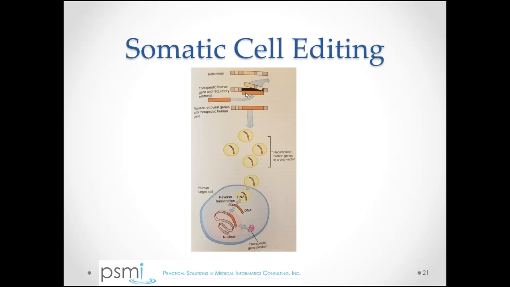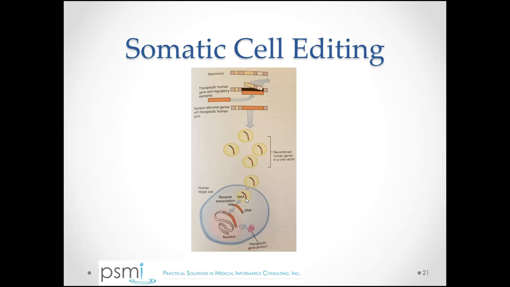So oftentimes in genetic engineering, it's not simply a matter of introducing the correct gene, but it's also important to include the regulatory elements that help determine the amount of gene that will be transcribed, and also the tissue in which that gene will be produced. So we put the therapeutic gene and regulatory elements into the retrovirus. We replace the retroviral genes with the therapeutic human genes, and we put them back into the virus, and then we allow the virus to infect the cell. Now, in this particular case, we're dealing with a retrovirus, which is an RNA virus.